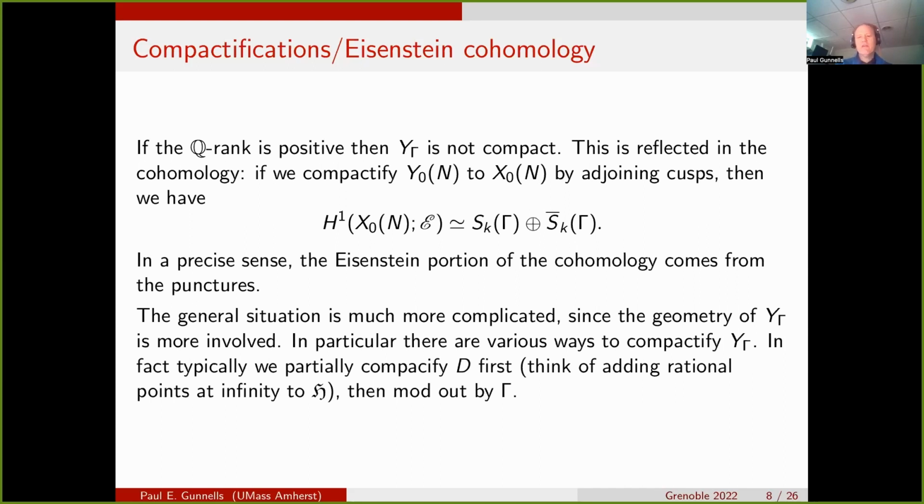And this is something that you've already seen when you think about compactifying the modular curve. We don't take the curve Y_0(N) and then just say add some points to make X_0(N). What we do is we take the upper half plane, which is the symmetric space D, and then we add the cusps at the rational points at infinity in the upper half plane. We add the rational points in the real axis, and we add the point infinitely far up the imaginary axis. So that's not a compactification of the upper half plane, but it's like a partial compactification. We've thrown some points in. And then when we mod out by gamma, if we put the right topology on the upper half plane union those points, we get something reasonable.